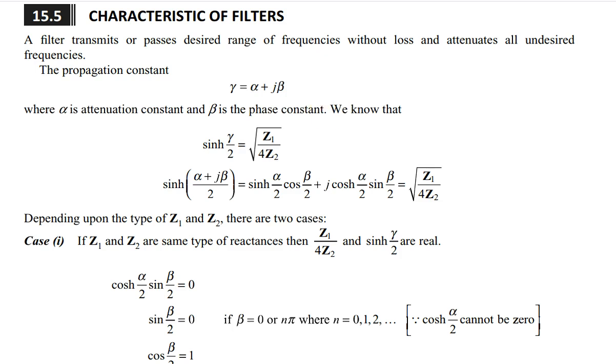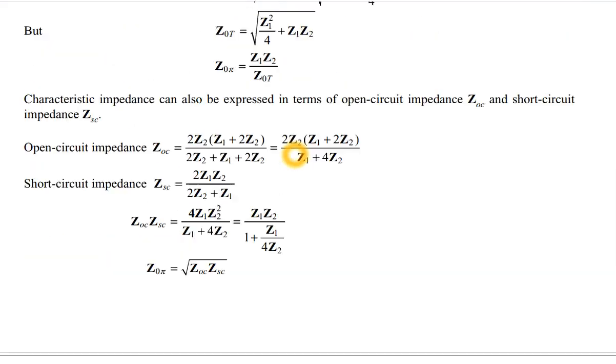Okay, fine. Now we have the relationship of sinh(gamma/2), which is equal to square root of Z1 by 4 Z2. And listen here, Z1 and Z2 are given in bold manner, that means it is phasor, right? That means it is Z1 bar by 4 Z2 bar. But what is this Z1 and Z2? Okay, so here this Z1 and Z2 are series impedance and shunt impedance of the filter circuit. So let me show the example here.